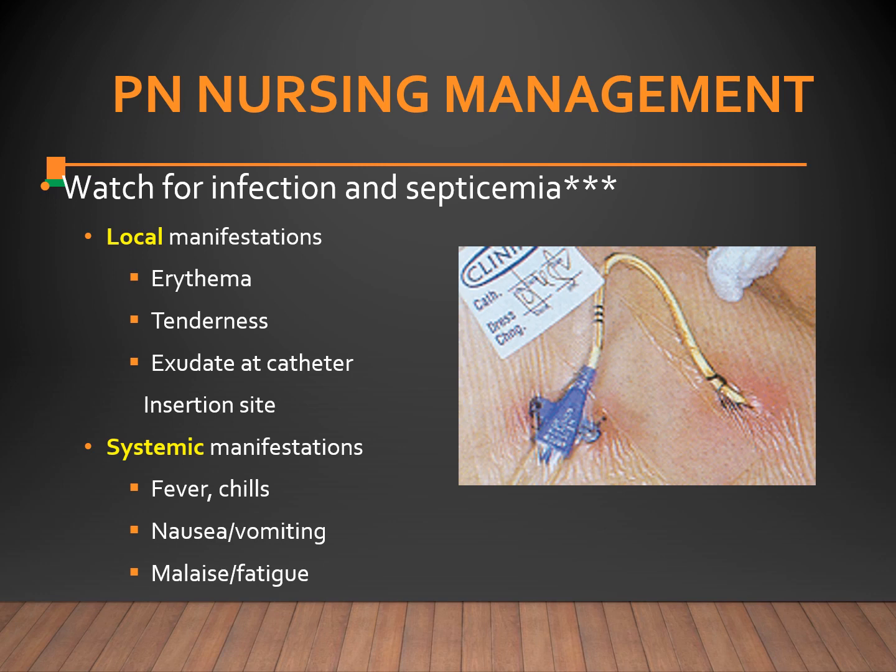So we're really watching for infection and septicemia. Infection is more of a local, septicemia is more of a systemic. So local manifestations, this could be some redness around the site, tenderness, and exudate at the catheter insertion site. Systemic, this is a bigger deal because it's more throughout the entire body. You're going to see fever, chills, nausea, vomiting, malaise, fatigue, and then you're going to see some vital sign changes, maybe an increased heart rate, increased respiratory rate, lower blood pressure. Those are the last signs of a patient being septic.